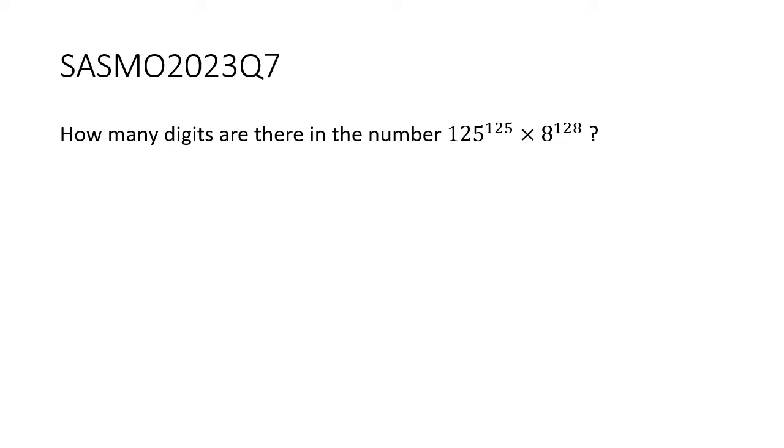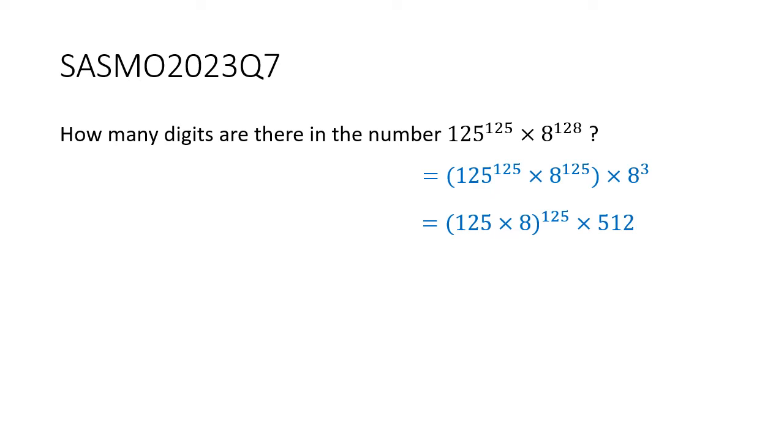And we can do that by breaking up the 8 to the power of 128 into 8 to the power of 125 times 8 to the power of 3. So this is our law of addition. So now we have a case of a to the power of n times b to the power of n. So we can combine the bases, and this gives us 125 times 8 to the power of 125. And 8 times 125 is a very important result that we need to know, because it gives us 1000 to the power of 125. And 1000 is just 10 to the power of 3.